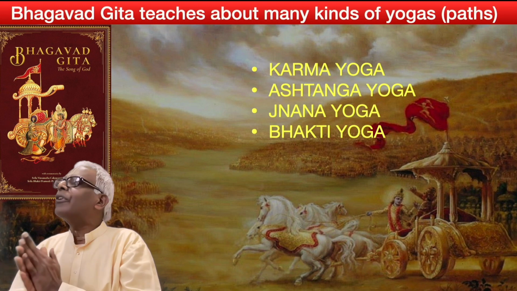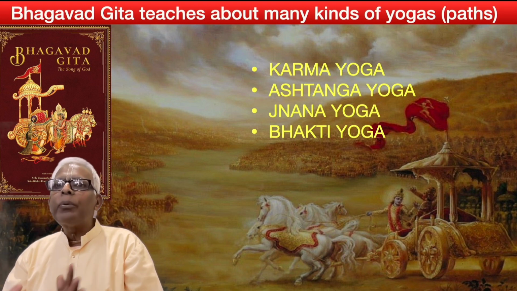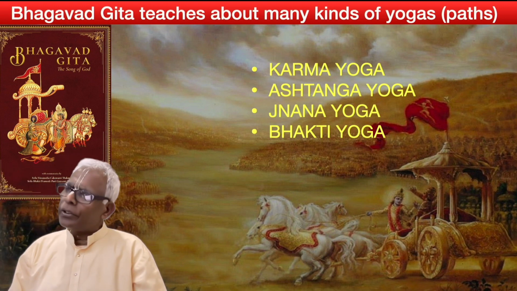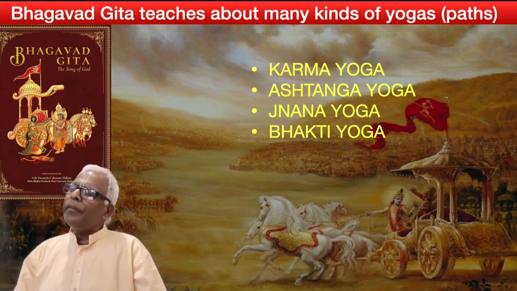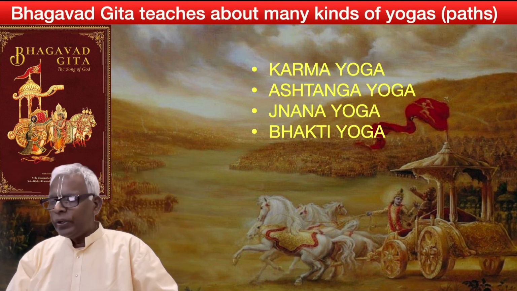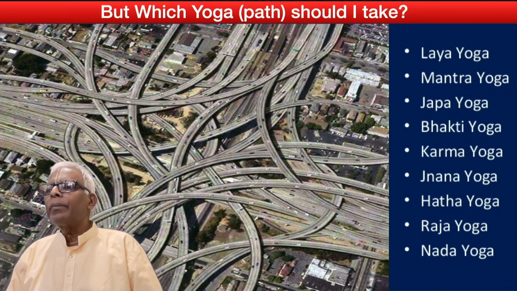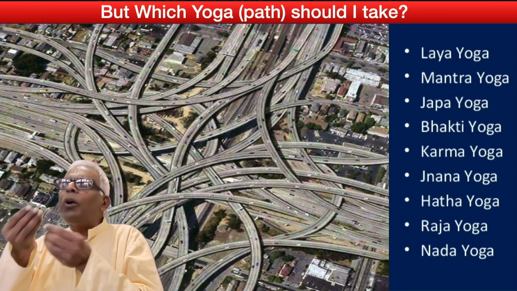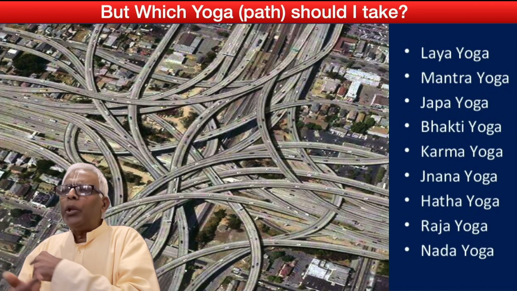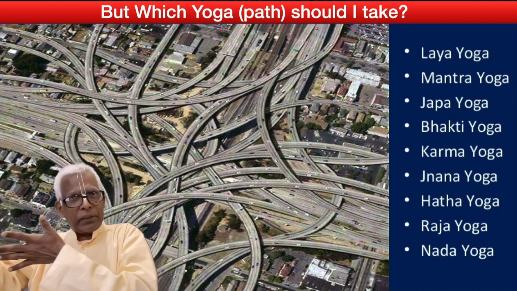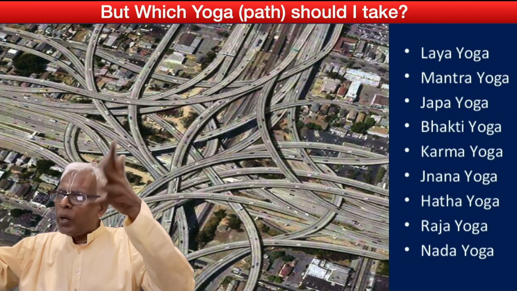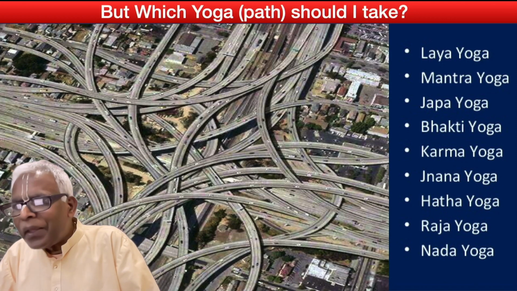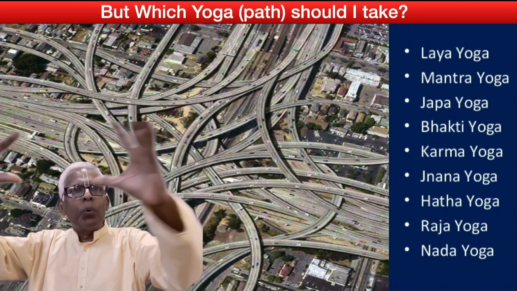Gita can also be viewed as describing the yoga system. Gita proposes four kinds of yogas: Karma yoga, Ashtanga yoga, Jnana yoga, and Bhakti yoga. It's all known, I don't have to go into detail now. Today we see so many names of yogas sprouting all over the place, with small changes here and there: laya yoga, mantra yoga, japa yoga, hatha yoga, raja yoga, nada yoga, so many.